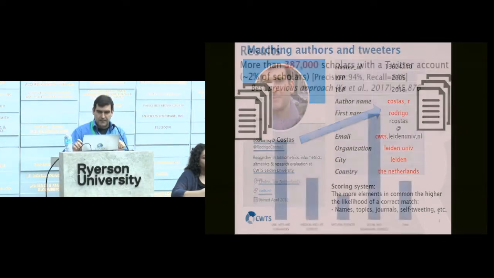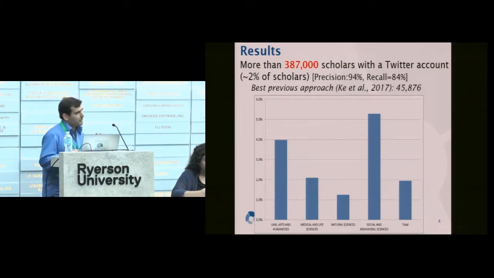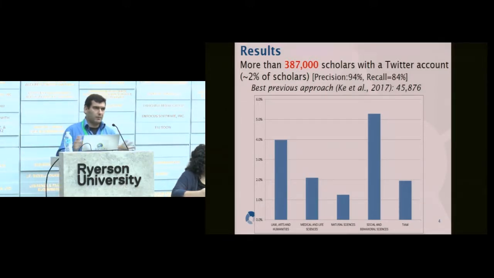So let me just jump to the results. With this method, we have identified more than 387,000 scholars with a Twitter account. This is about 2% of all the scholars that we have identified in our database.